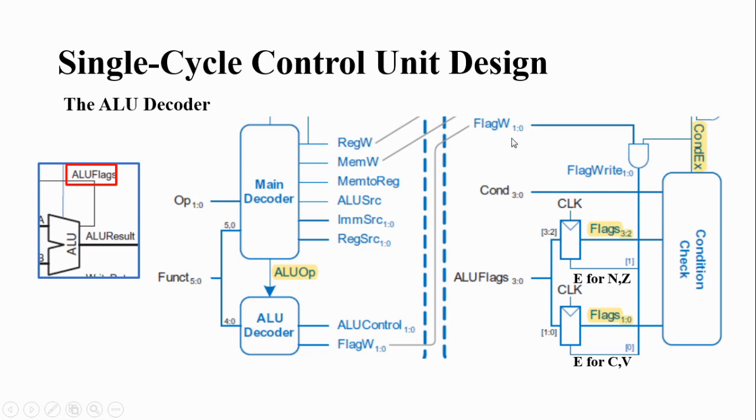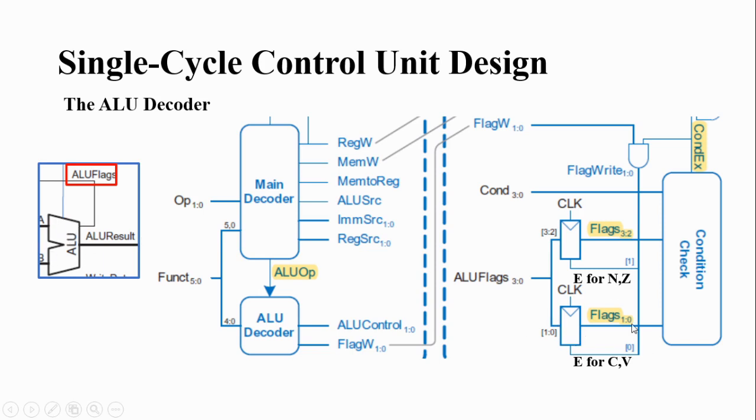0th bit will be cleared. Only the first bit will be set. That means the enable will be given only for N and Z flag. The enable will not be given for C and V, right? So enable will be given only for N and Z, and based on the instruction either N or Z can be set based on the flags which is generated by this, right?